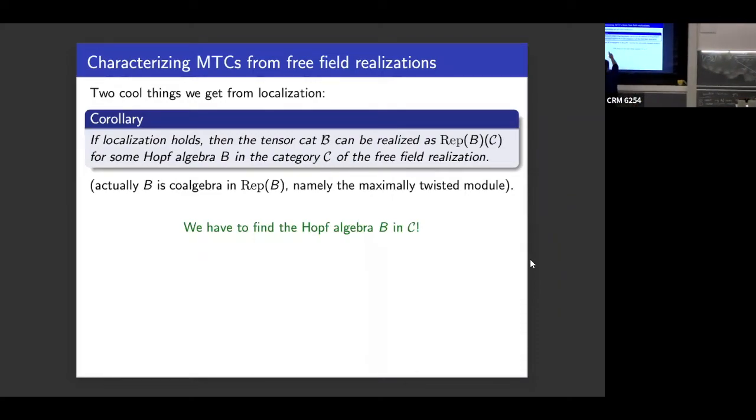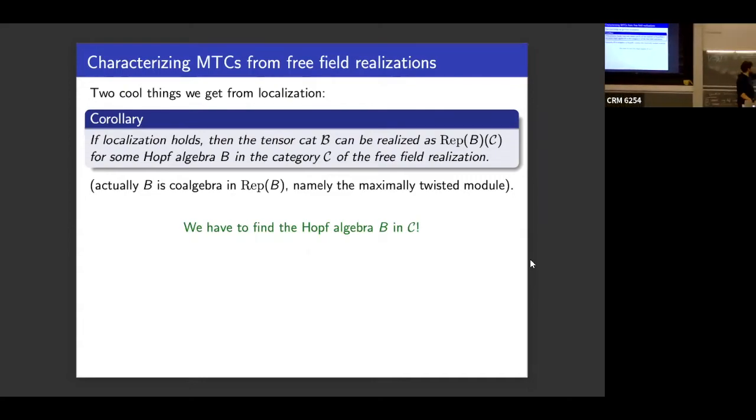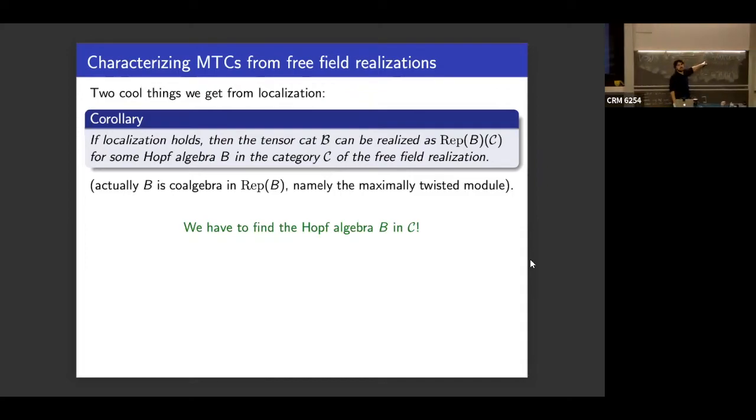So if localization holds, then the category can be realized as representations of some Hopf algebra in the category of local modules. Actually, it has more structure, of course, because it's a Hopf algebra in this category, but here it's the regular coalgebra. So it actually has a structure in this category. But if you push it down with this localization functor, it becomes a Hopf algebra here. So it's a coalgebra in this category, or if you dualize it, an algebra, but a Hopf algebra.